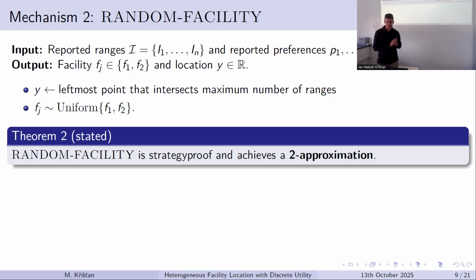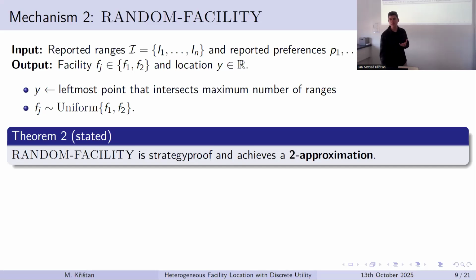So we take a look at all their intervals. We pick the point which is most popular among the agents. And then we choose the facility uniformly at random. And this is easy to prove that it is a 2-approximation.